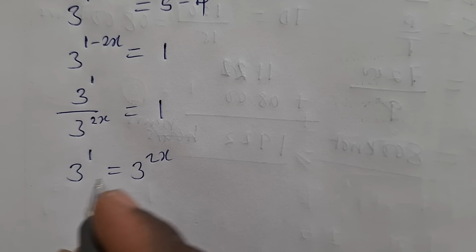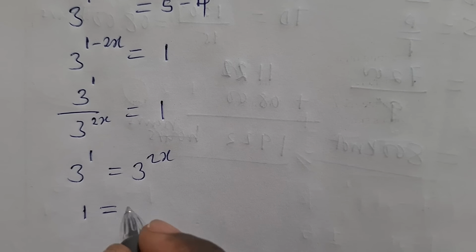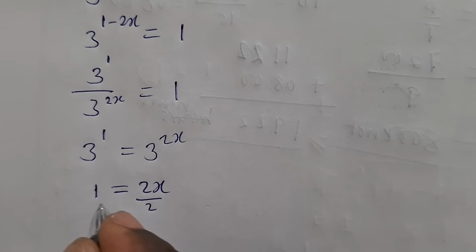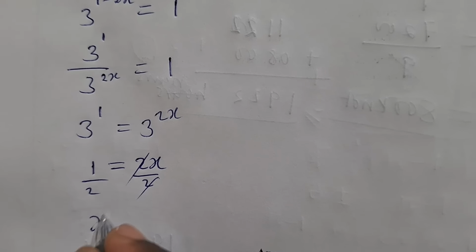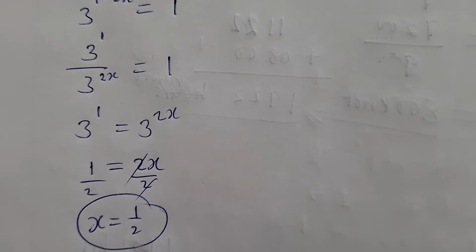So the bases are equal to each other. We can equate the powers. Divide by 2 by 2. This and this are going. We shall remain with x is equal to 1 over 2. So our answer is 1 over 2.